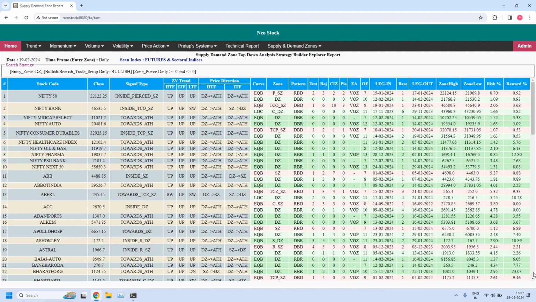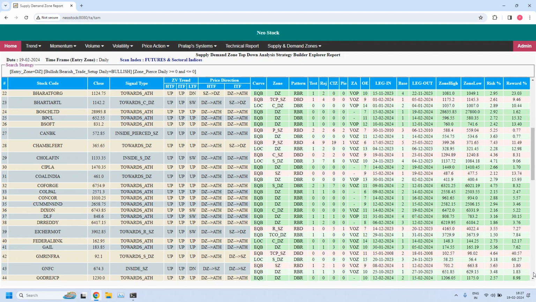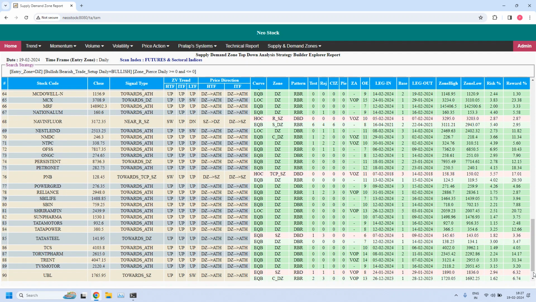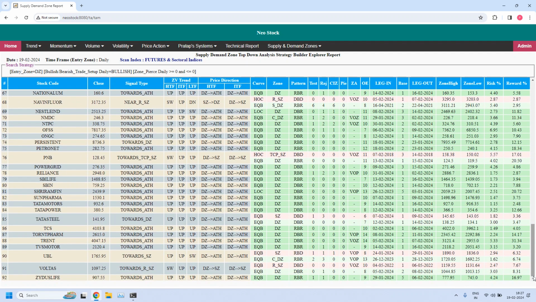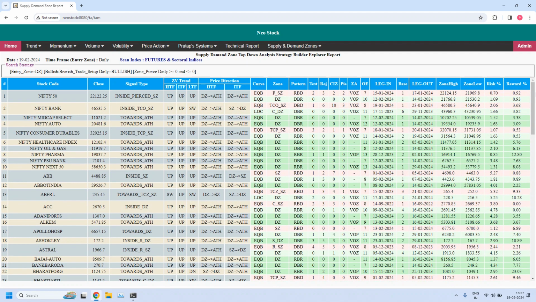Now let me scroll down further again. Now all these 92 stocks are again supporting bullish trade setup. Only 10 stocks, I think, have pierced zones. They are eliminated. But how to reduce this list further down? For that, we will use the column reward. Because this is a monthly income trade, between daily demand zone and daily supply zone, we expect a minimum of 5% reward. Let us look for such kind of stocks.